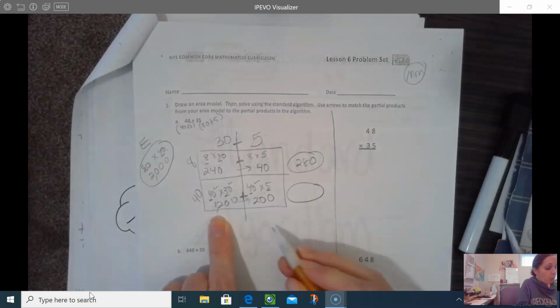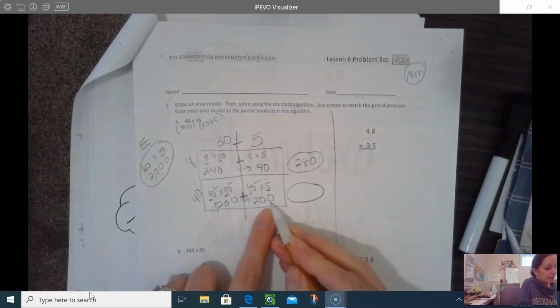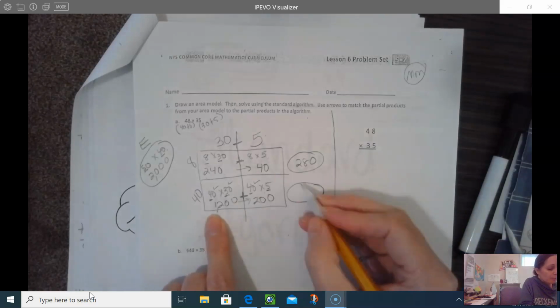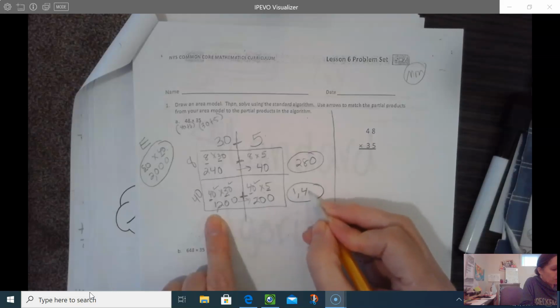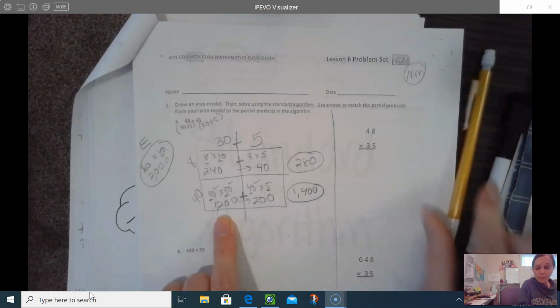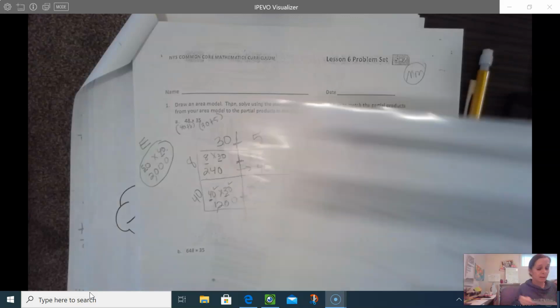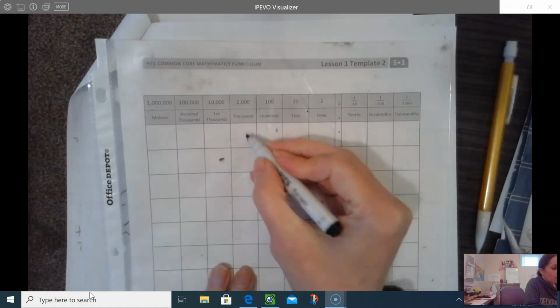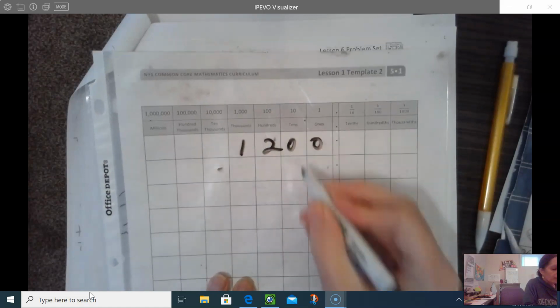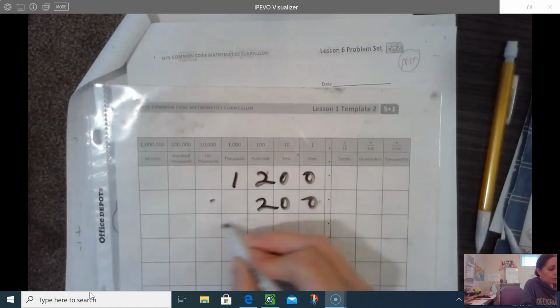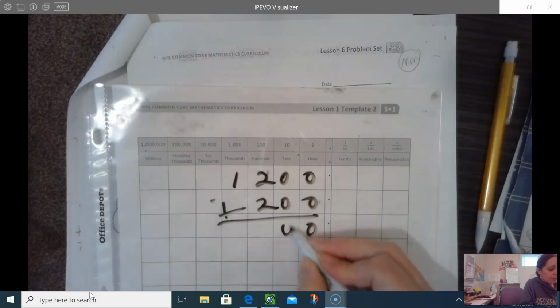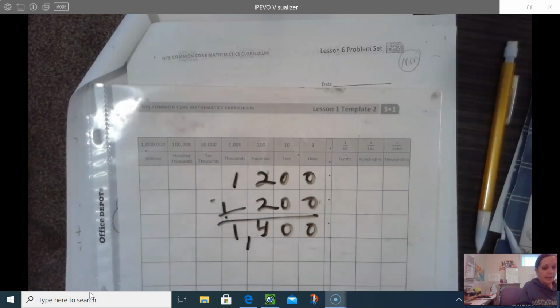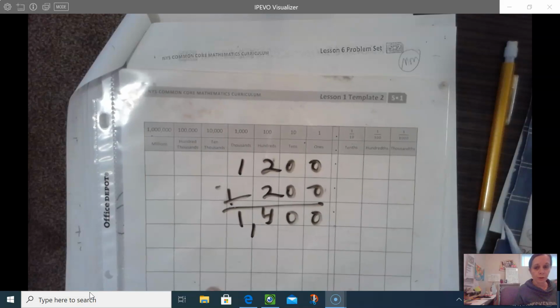So I have 1,200 plus another 200. So some of you might be able to do that in your head and get 1,400. If you need to set that problem up on your board here, you can go ahead and do that. 1,200 plus another 200. The biggest thing is to stay organized with however you're choosing to do your work.